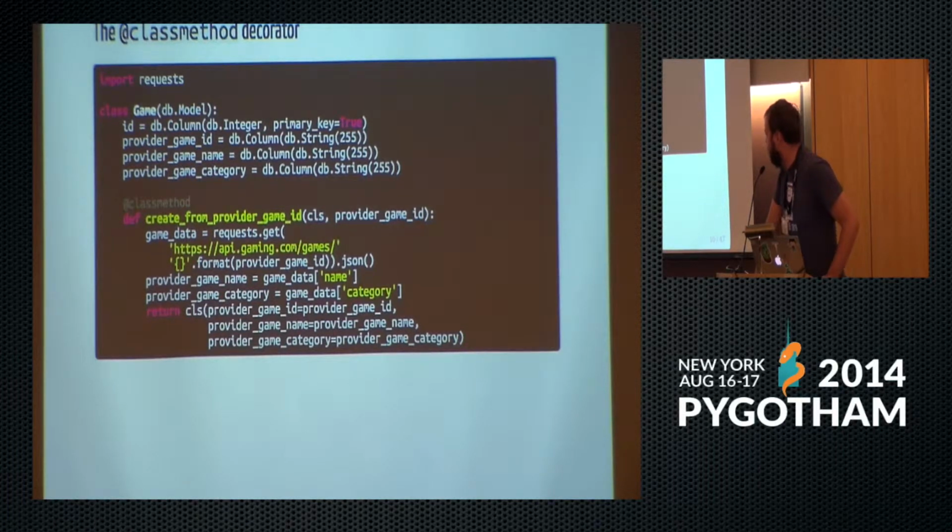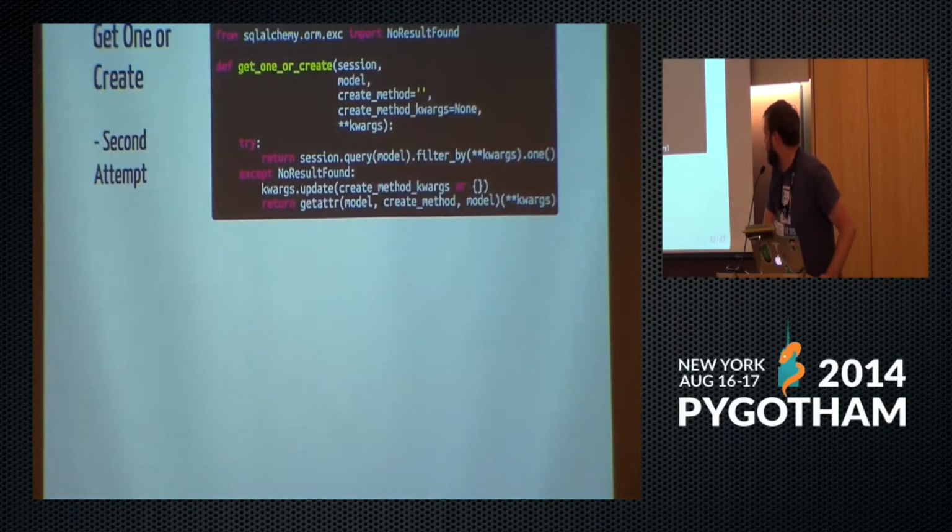And so right here, we're using it to create an instance of the object, because all that really concerns us with this object is the provider game ID. And then what we can do is make this API request to get the rest of the data, pull that out, and then return this now instantiated object of that class. So this is pretty cool. However, it's pretty obvious that this isn't going to work with our get_one_or_create function. So let's make it work.